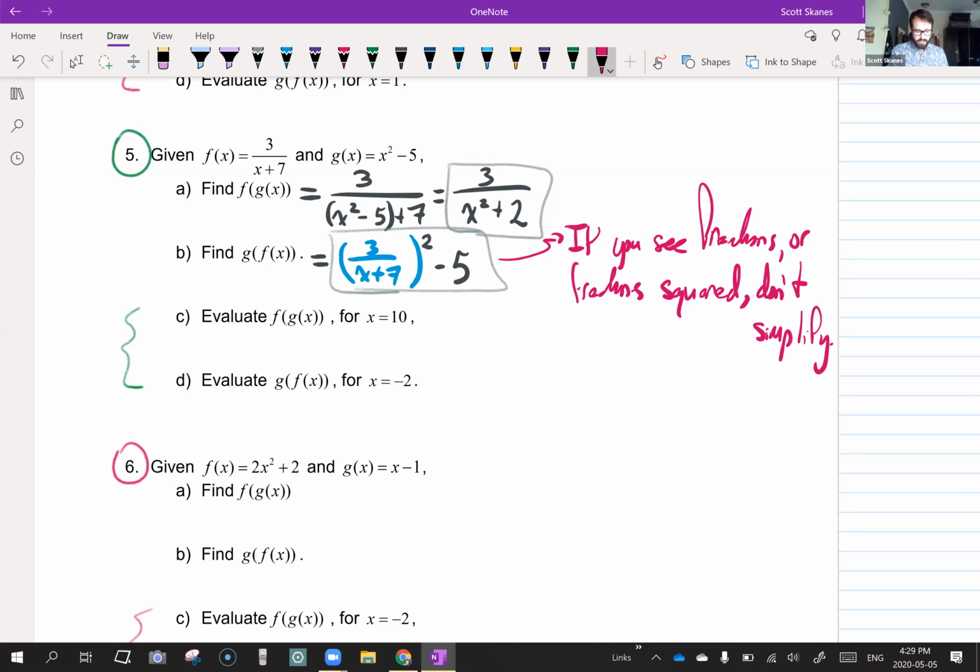I'm not gonna do C and D. I'm just gonna give you the final answers in case you want to try them yourself, which you always should. This is 1 over 34. And the final answer for D is negative 16 over 25. So the full solutions will be online for that, but you should be able to get that yourself.